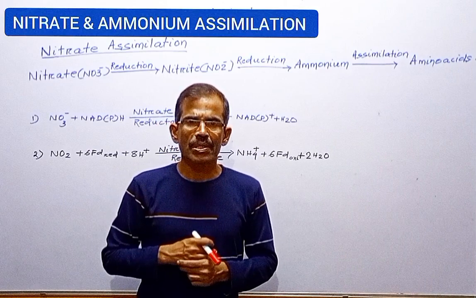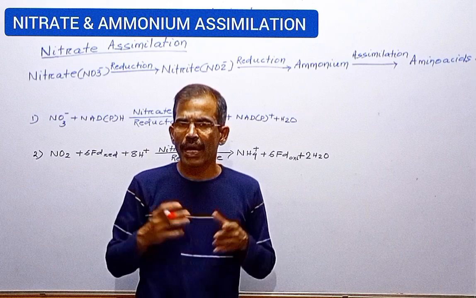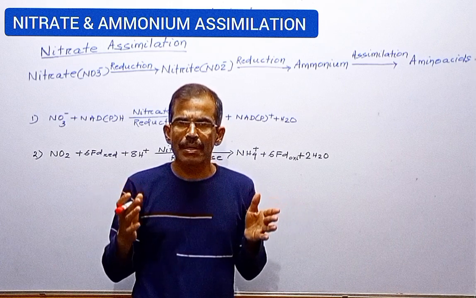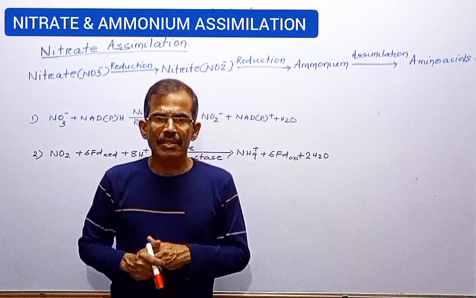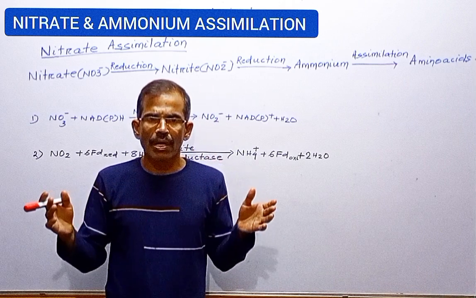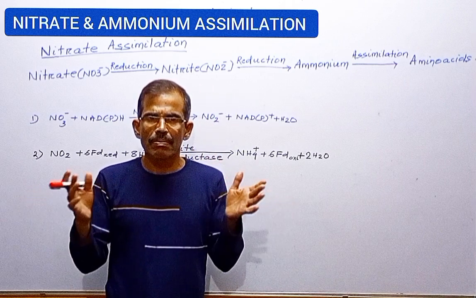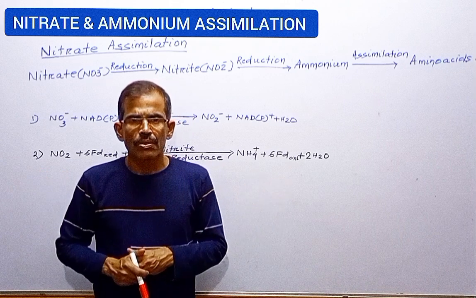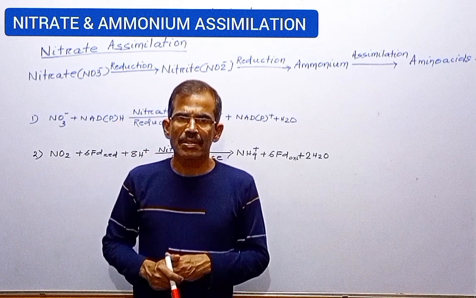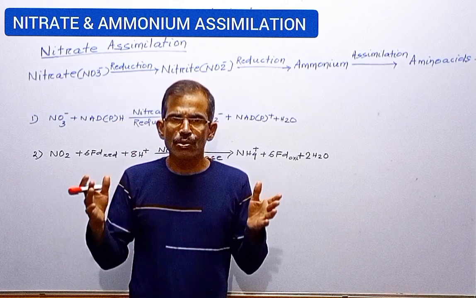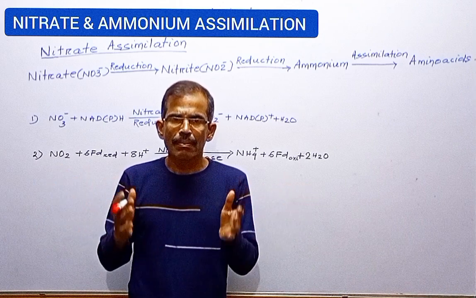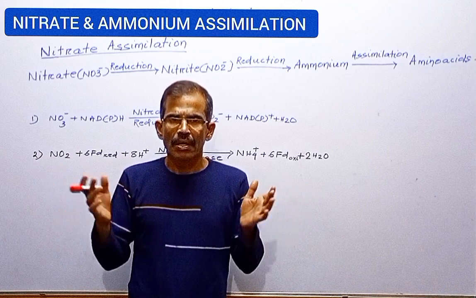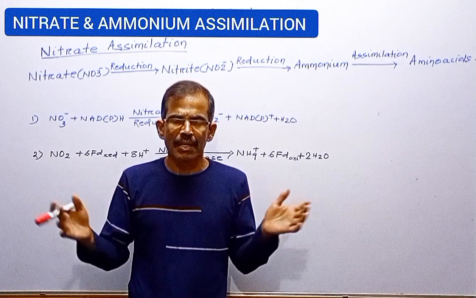Friends, today we shall discuss how nitrate is assimilated by plants into organic compounds. Nitrate is a form of inorganic nitrogen available in the soil. Soil sources of nitrate include decomposing plant residues, manures, chemical fertilizers, rainfall and lightning.